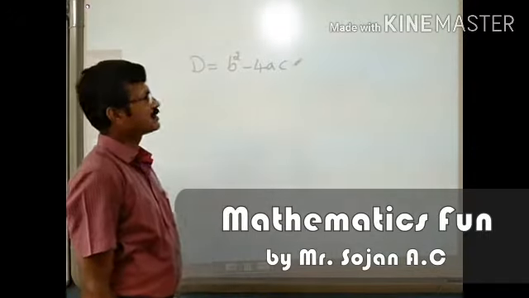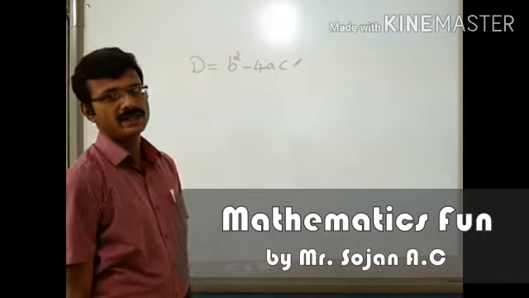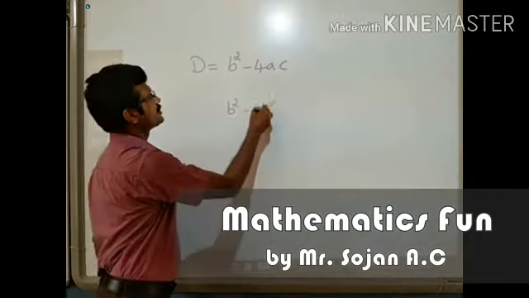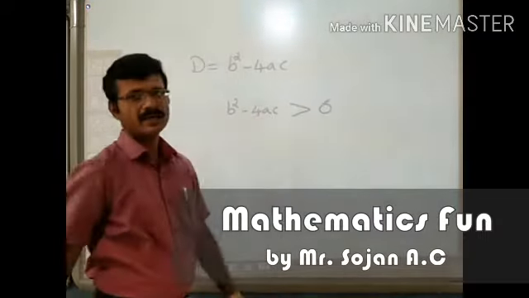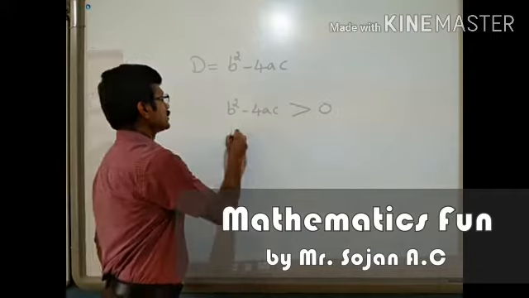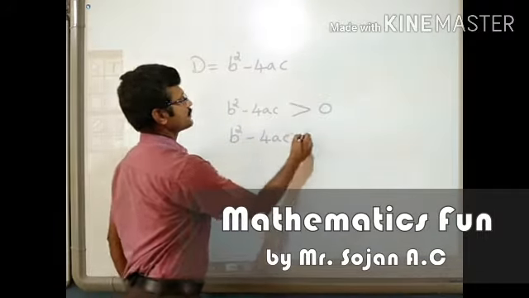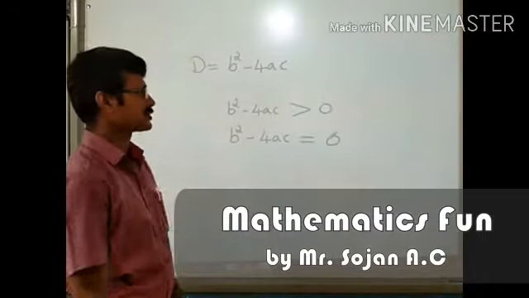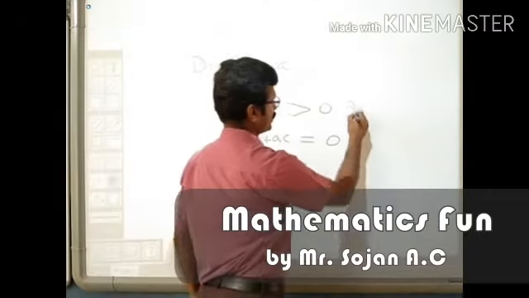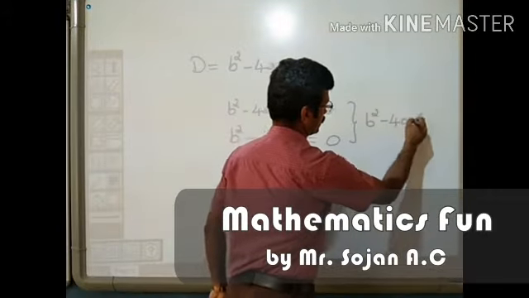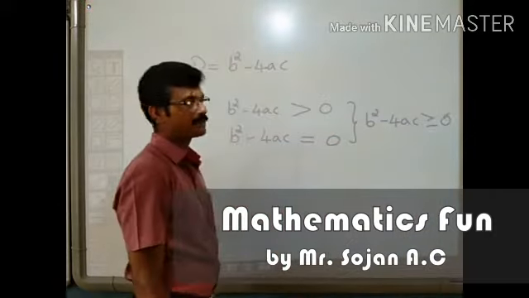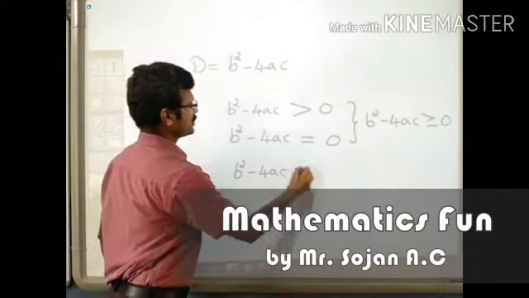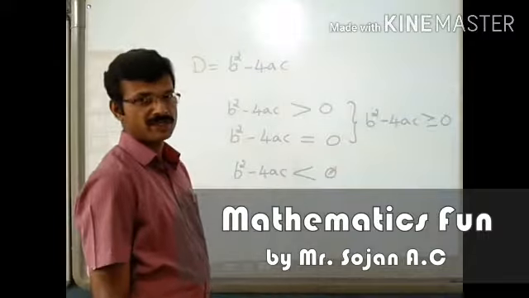The conditions were: what is the condition for real and distinct roots? The condition was b square minus 4ac is greater than 0. This was the condition for real and distinct roots. And the condition for equal roots is b square minus 4ac is equal to 0. Here also the roots are real. If I combine these two, I can say that b square minus 4ac is greater than or equal to 0. This is the condition for real roots. Now the next one is b square minus 4ac is less than 0. This is the condition for imaginary roots.